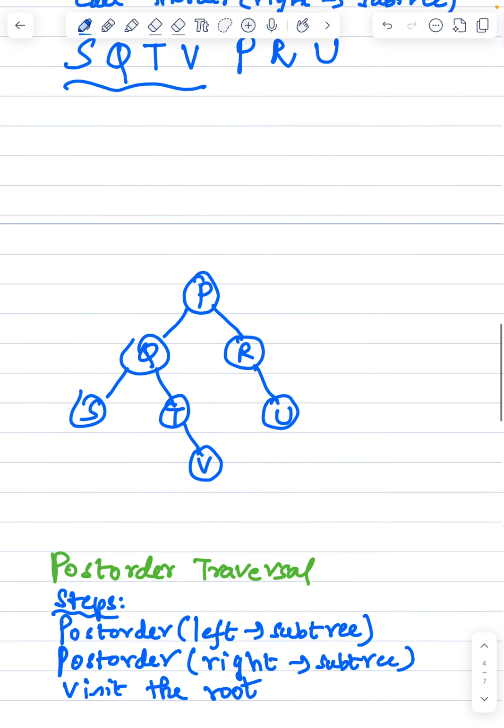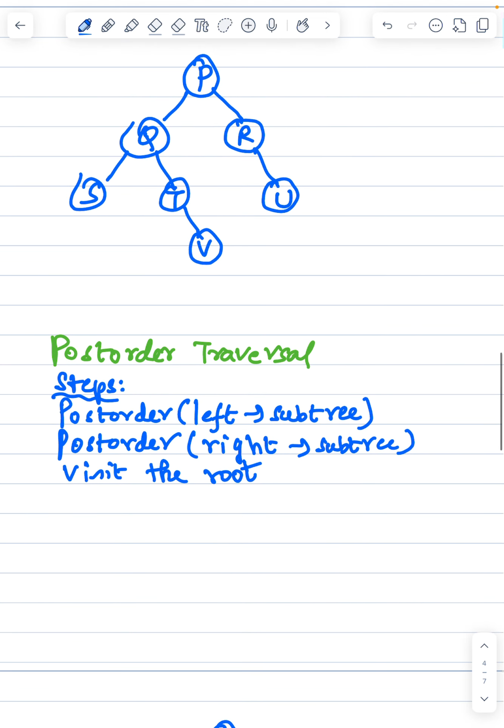Next we will move on to post-order traversal. What is post-order traversal? Left, right, root. That is the post-order traversal. So the root comes at the last. First we have to complete our left subtree, then we have to complete our right subtree, then we have to move on to the root. Fine.